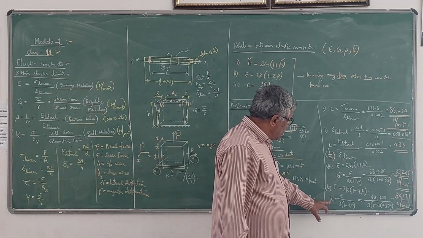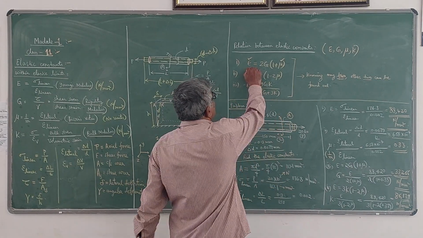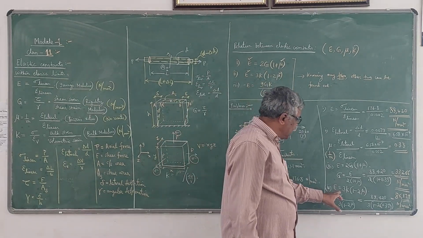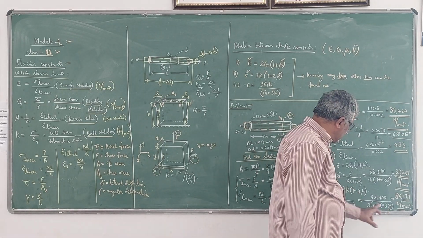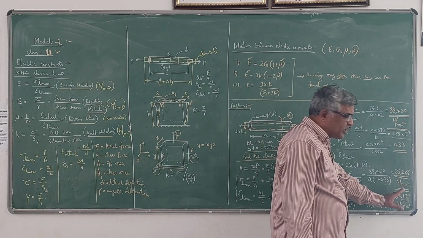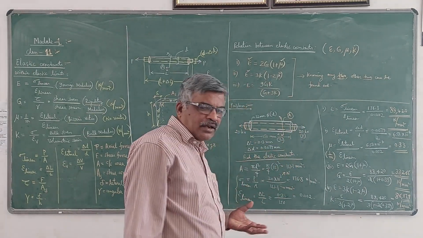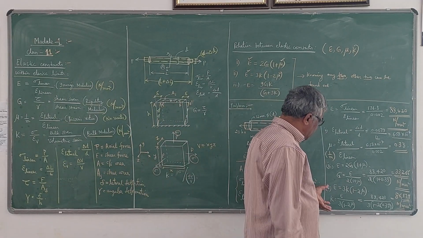Then the bulk modulus of elasticity you can get from the second equation. Here also E and mu are known, so you have to find out K. So K will be E divided by 3 into 1 minus 2 mu. So mu is 0.33, and E value is this. If you substitute and simplify, you will get 86,179 point something Newton per mm square. That is the value of bulk modulus of elasticity.